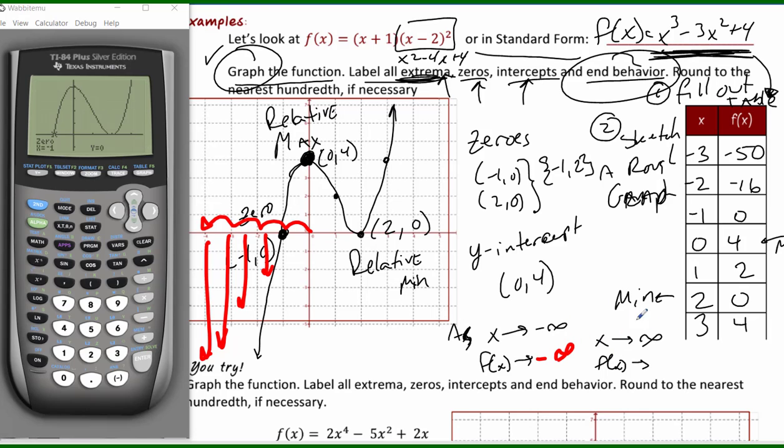Well, what happens when x approaches positive infinity? That means my number's getting bigger and bigger and bigger. What happens to my graph? It gets bigger and bigger and bigger. So therefore, f of x approaches positive infinity.